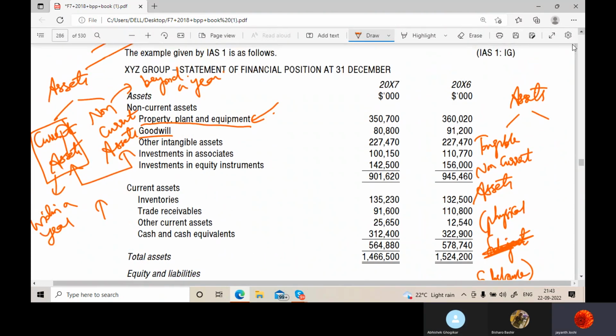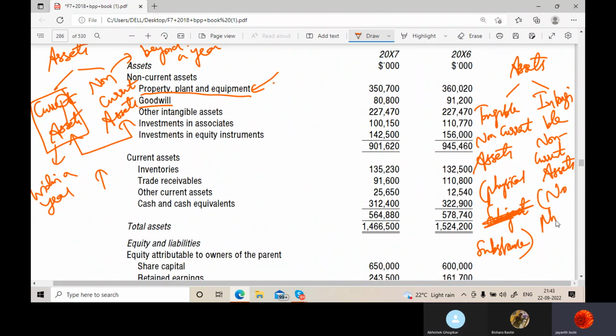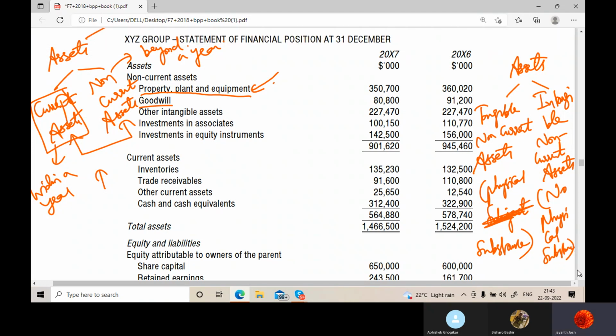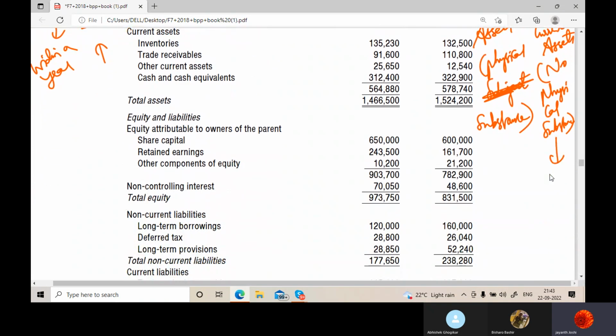And when I speak about intangible non-current assets, they do not have physical substance. You can make a note of all these points. So what do I mean by no physical substance? That means you cannot touch or feel that asset. So what kind of assets am I speaking about? I'm speaking about such assets which are documented, like patents.